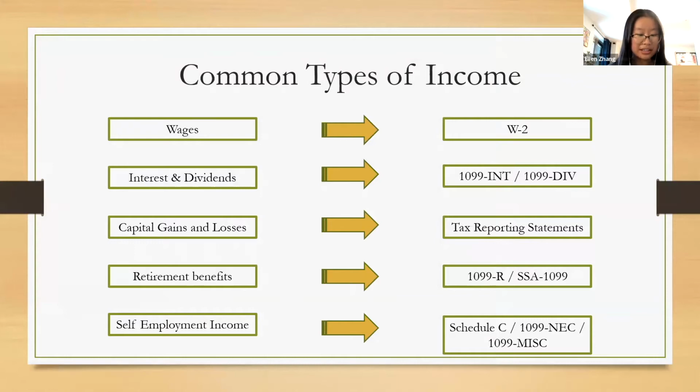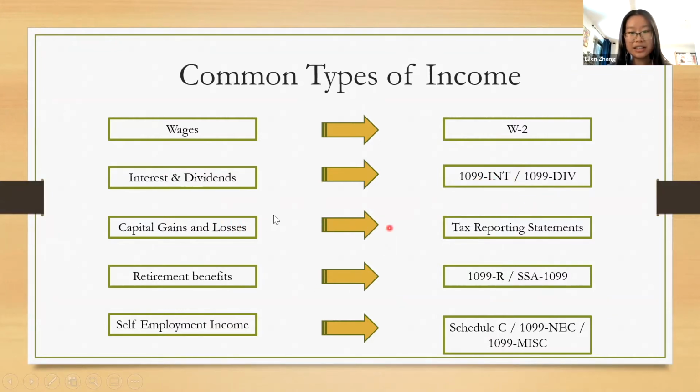And now let's get into some examples of common types of income and the tax forms that are associated with them. Today, I'll be mainly focusing on 5 types of income, as I've highlighted here: wages, interest, and dividends, those fall in the same category, capital gains and losses, retirement benefits, and self-employment income. And you can see their associated forms. So for wages, that'll be a W-2. For interest and dividends, either a 1099-INT or a 1099-DIV.